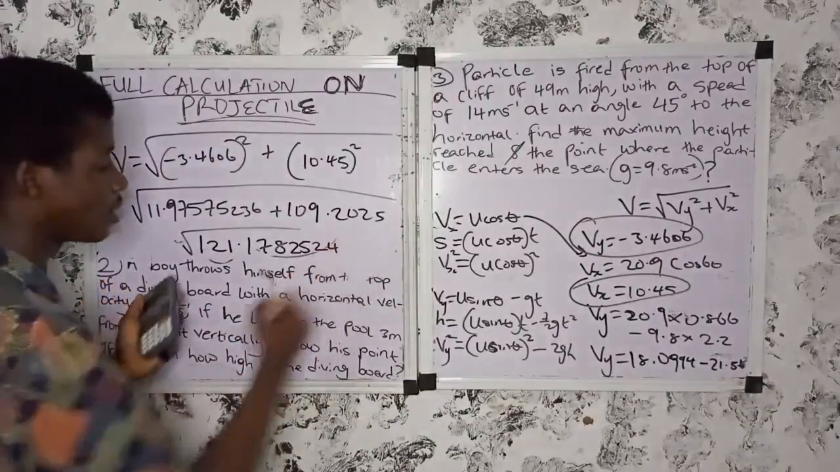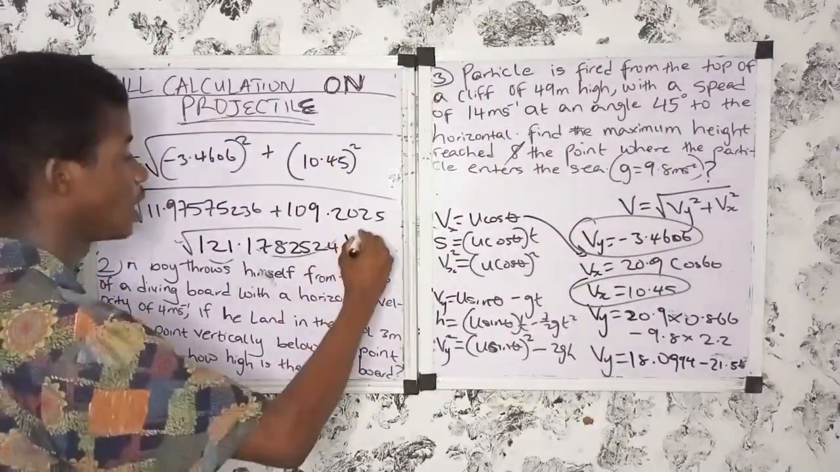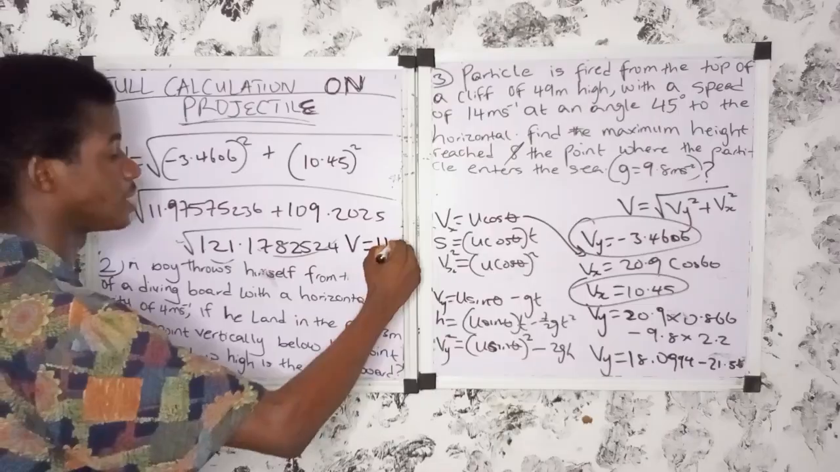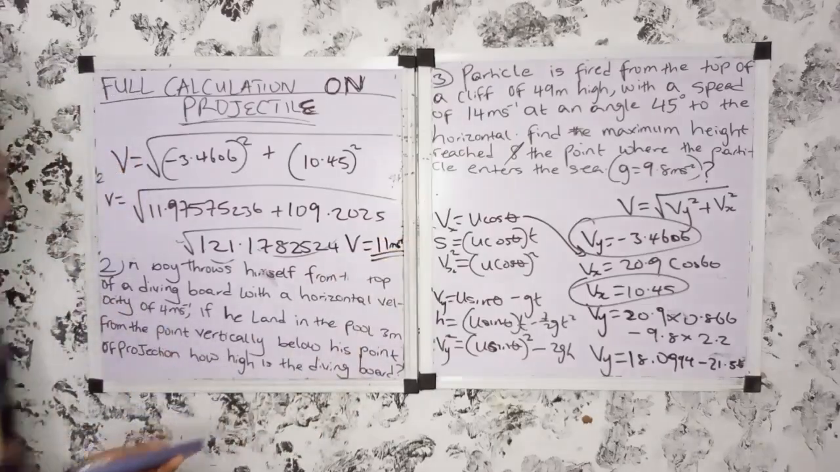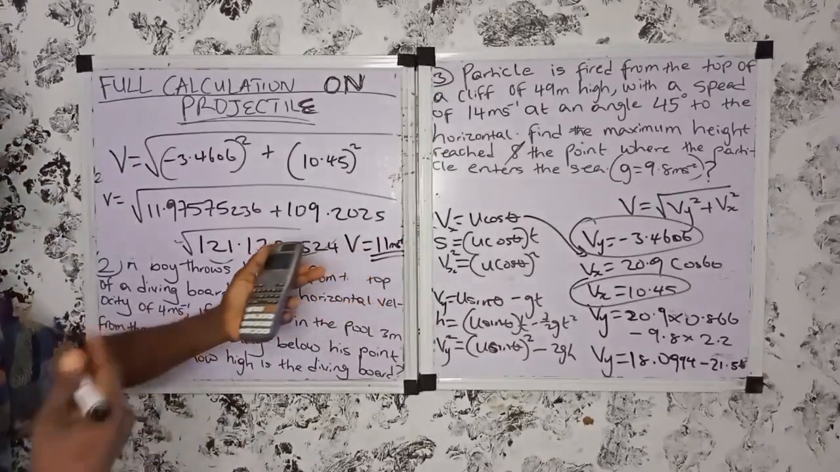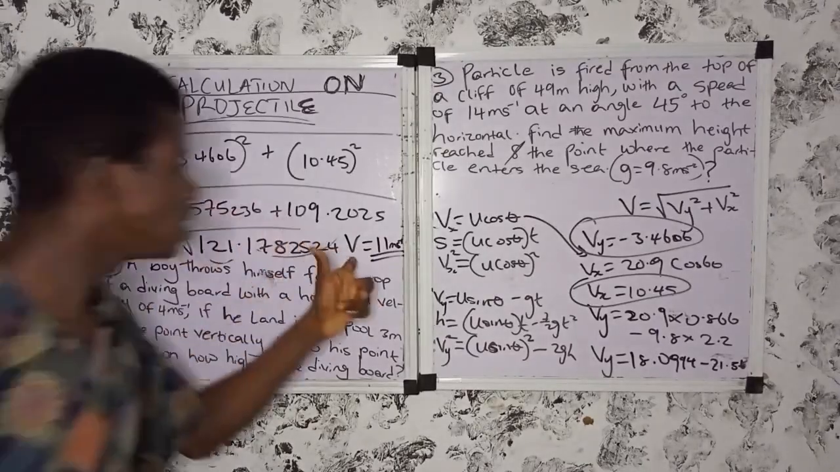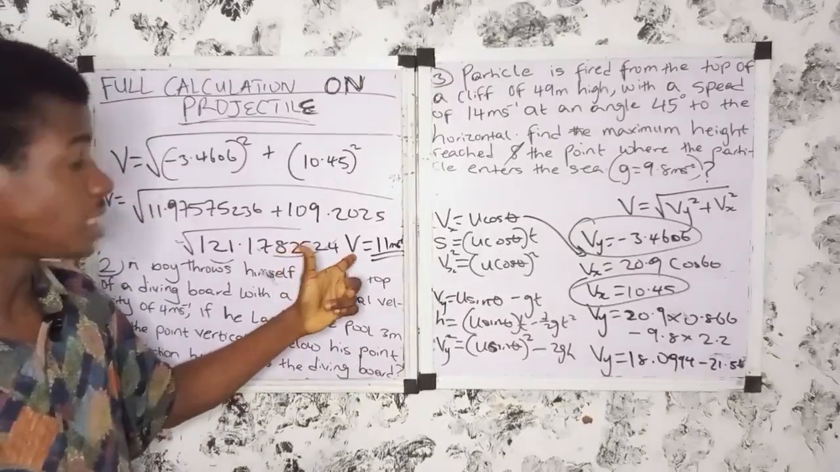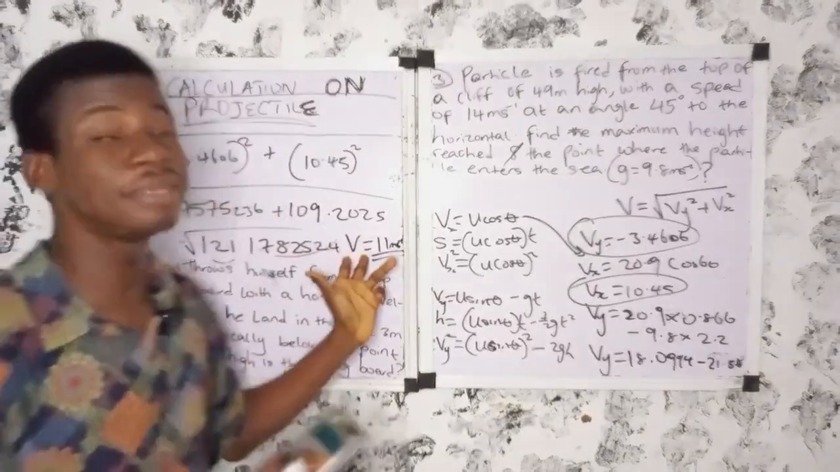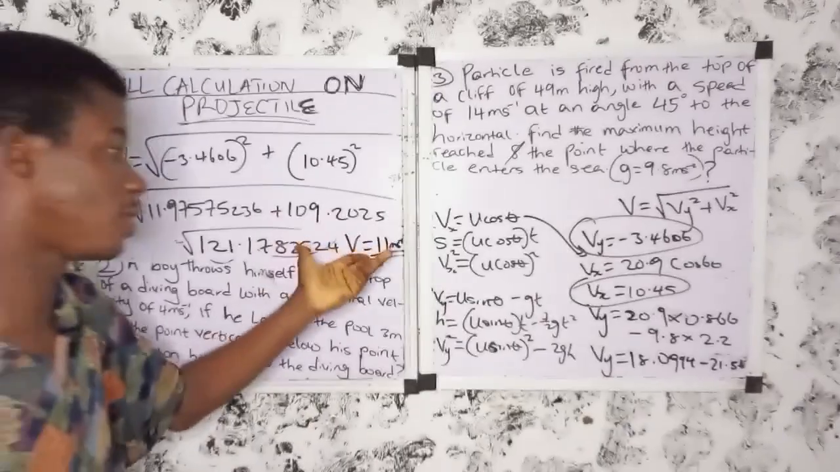So our final velocity is what? Let's just leave it as 11 meters per second. So this is our final velocity. Our final velocity is 11 meters per second. Now this is the magnitude of the final velocity.